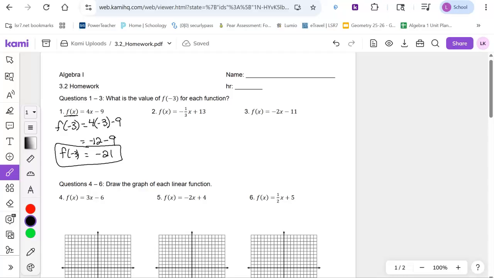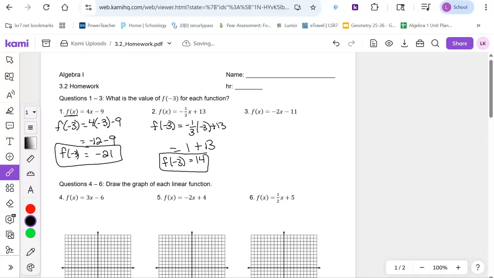Then here I have f of x. So f of negative 3 equals negative 1/3 times negative 3 plus 13. So then that would give me 1 plus 13. So f of negative 3 equals 14.